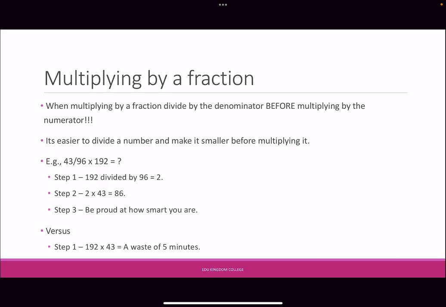So quick overview, like always. Multiplying by a fraction is something that we've looked at for the past couple of weeks, although we will take another look at it before our solutions today. So let's get straight into it.